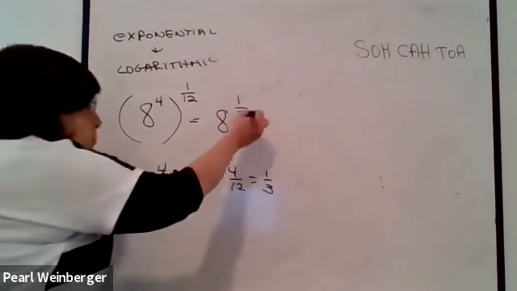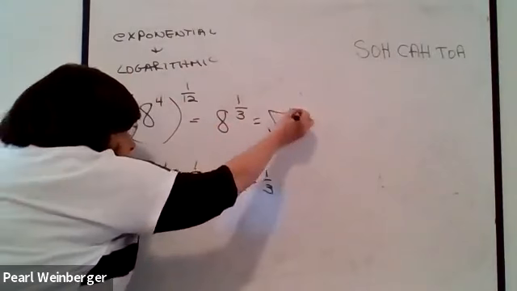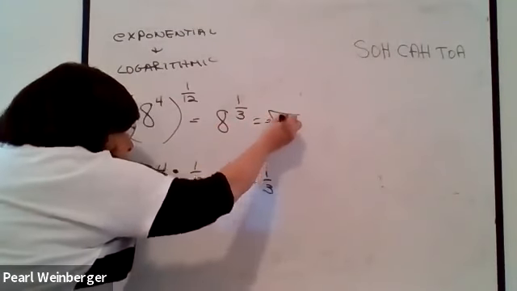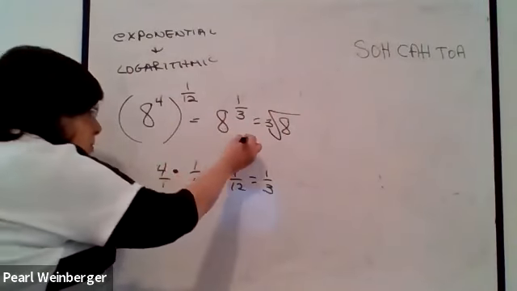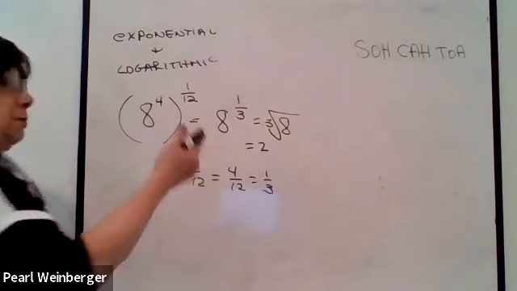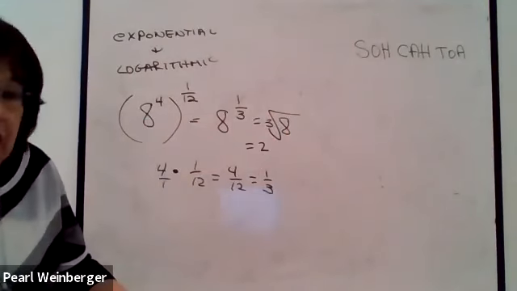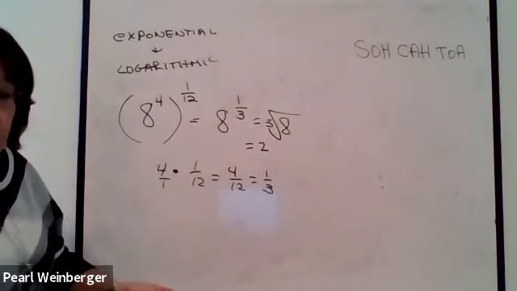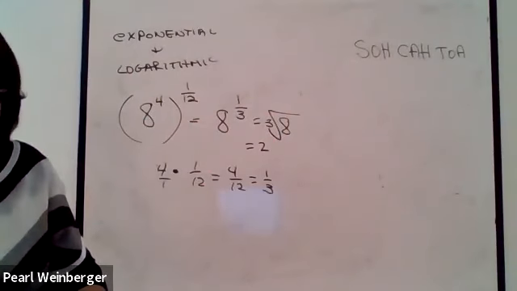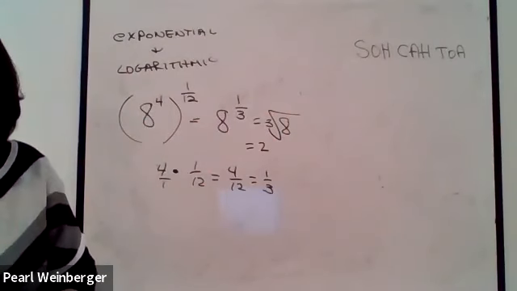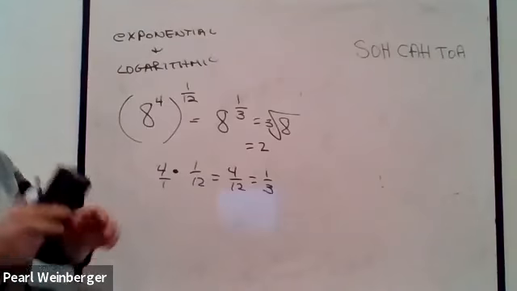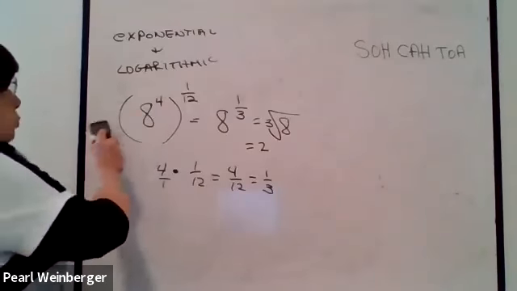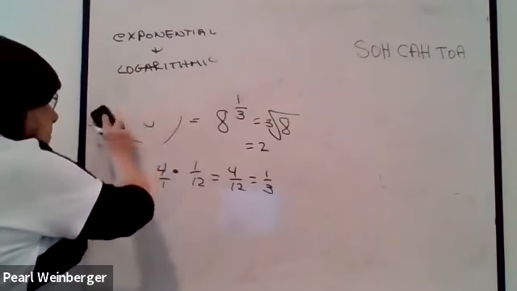And now we remember 8 to the 1/3 is the same as the cube root of 8. And the cube root of 8 is 2, because 2 times 2 times 2 gives us 8. So that's how we work with fractional exponents. So just one or two more things that I'd like to say.